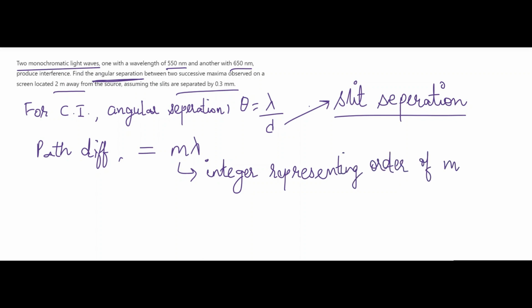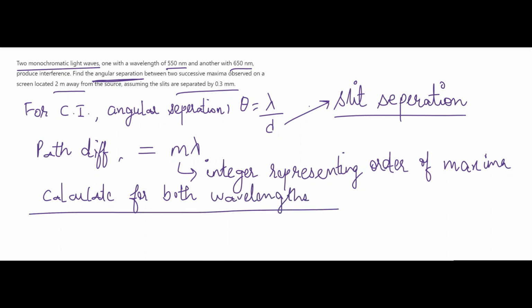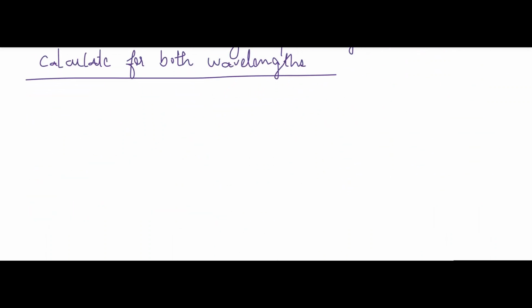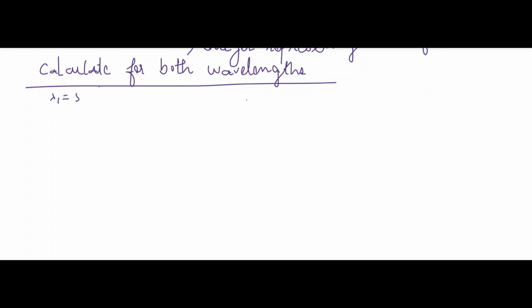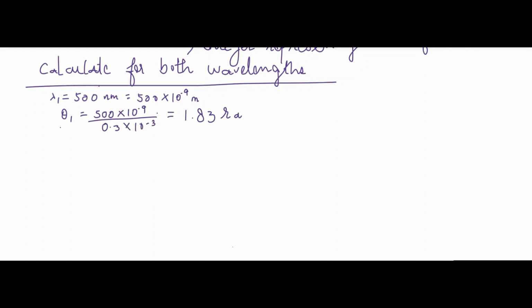Now, let's calculate the value for angular separation, that is theta, for both the waves. Lambda 1 is 500 nanometers converted into meters. For calculating theta 1, divide the wavelength by slit separation distance, 0.3 multiplied by 10 to the power minus 3, which equals 1.83 into 10 to the power minus 3 radians.